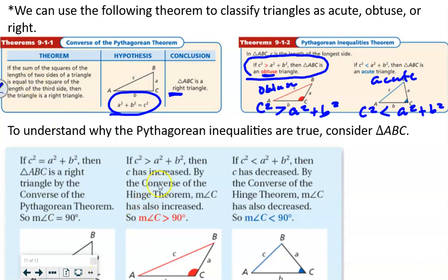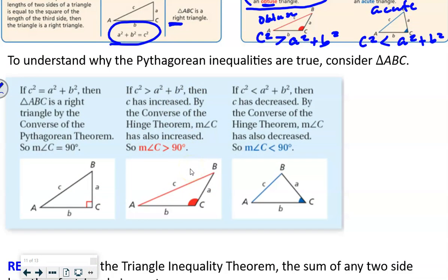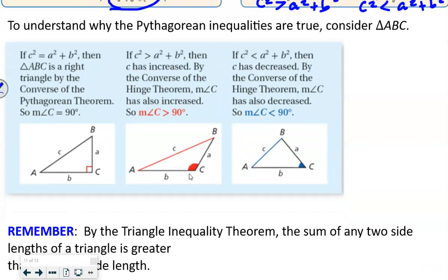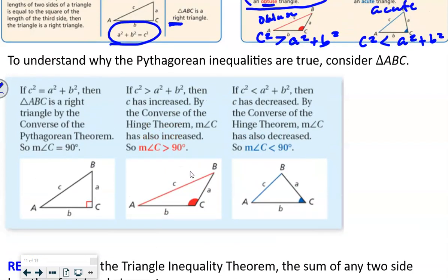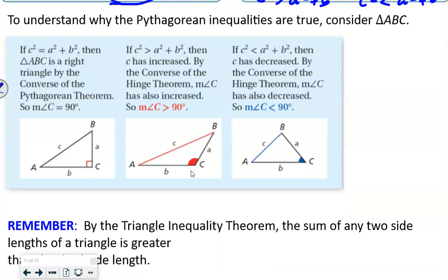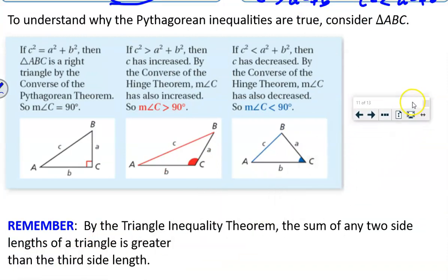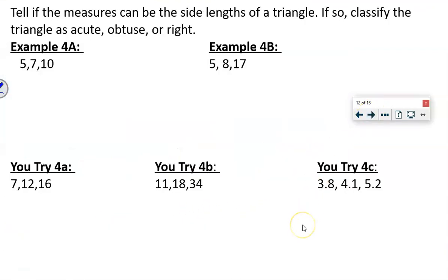Now here's the other thing, and this is where I would start with all of these: determine if we can even make a triangle with the 3 sides. So if we can make a triangle, what we're going to do is add 2 sides together and see if the 2 sides added together are greater than the third. Let me just show you how this works. You guys will understand it better when I show you.